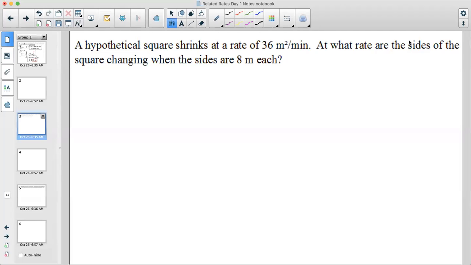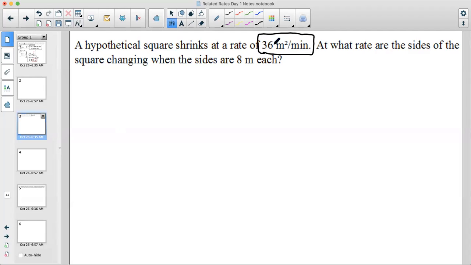All right, guys, part 2 of the related rates intro. Another question, a hypothetical square. That's a weird way to start this, but it's a square and it's shrinking at a certain rate. And you can look and you're like, this is a rate of change of area because it's given in meters squared per minute. So this is like an A, an area, and this is a T, a time.